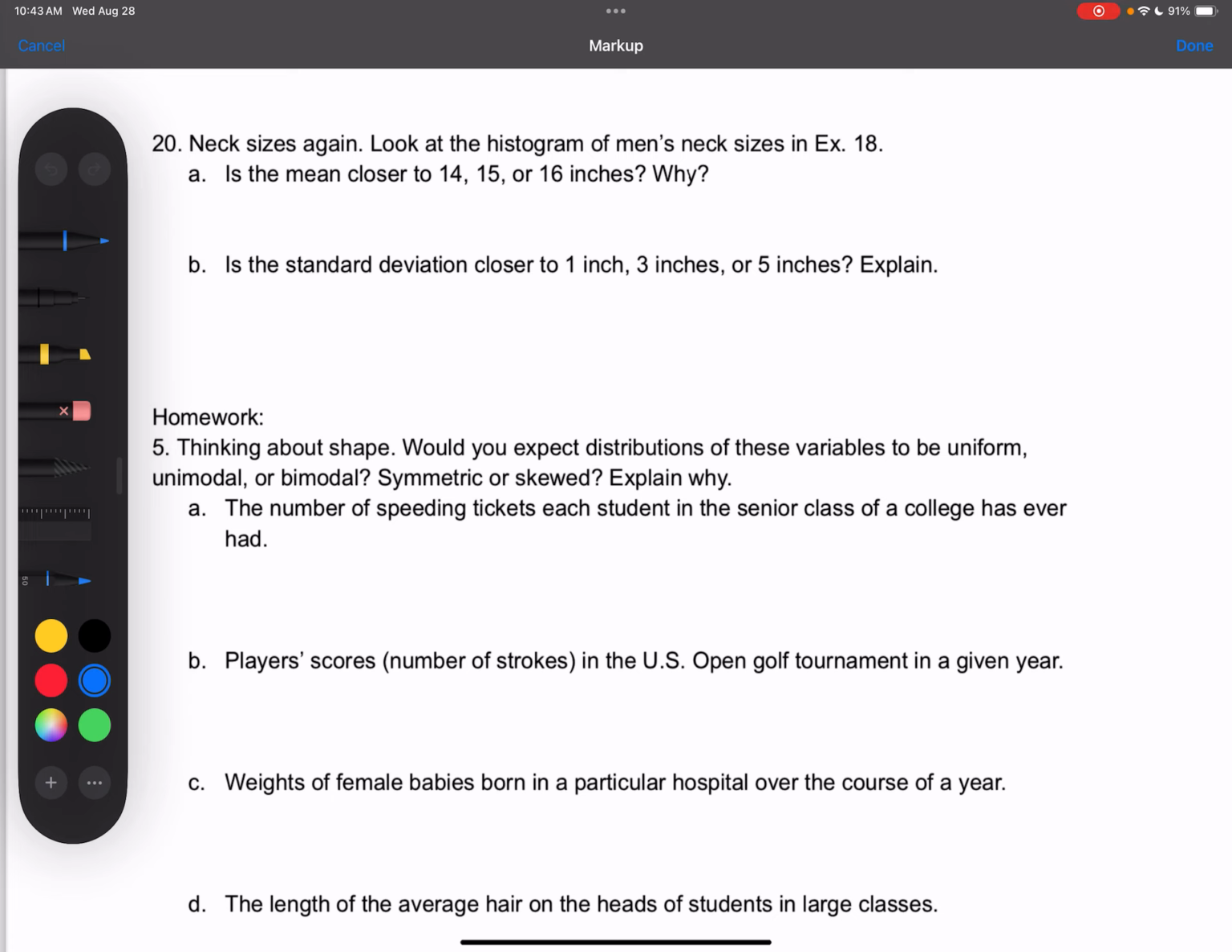What does it look like? Closer to 15, because it looks like it's going by increments of 0.5 inches, and so it would be at 15.7 or 8 maybe. Yeah, that's kind of the middle, balancing area of the histogram, because to the left of 15 is the highest, and then to the right is the second highest. So I would say around 15.